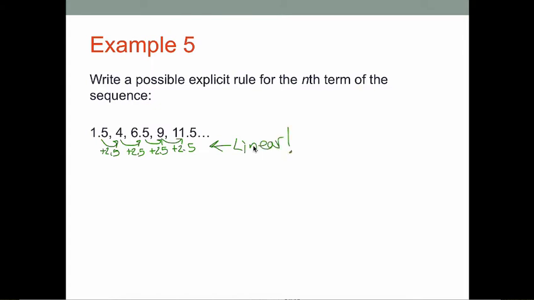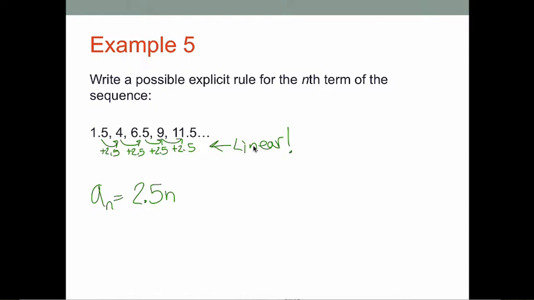And the fact that we're adding this 2.5 every time, we have this constant rate of change of adding 2.5, means that that's going to be our slope. So I'm going to take my term number and multiply it by 2.5 because 2.5 is my rate of change, so I'm going to multiply that by my term number. Now, from here we need to figure out, is this explicit rule that I've written just applying the slope going to work, or do I need to add or subtract something to this to actually give me the values in the sequence I have listed here?